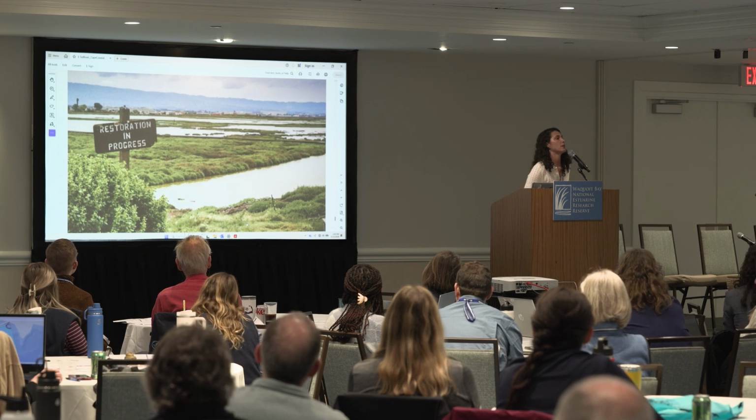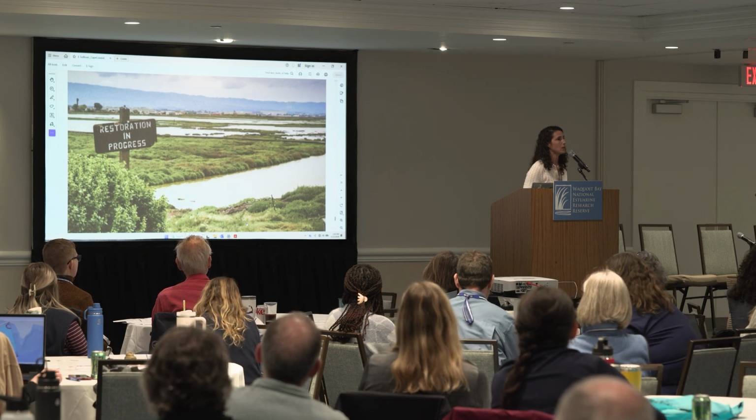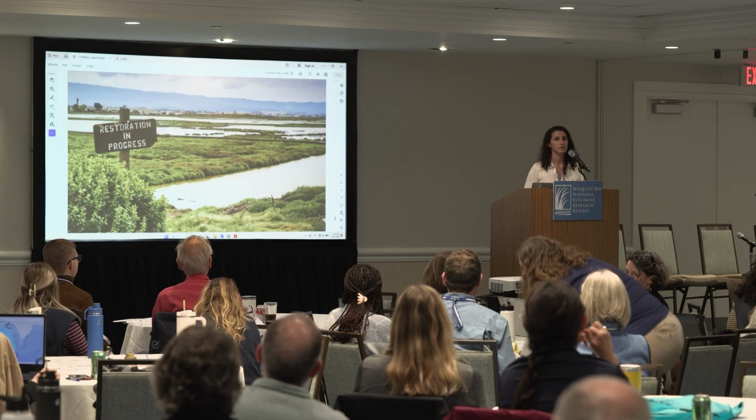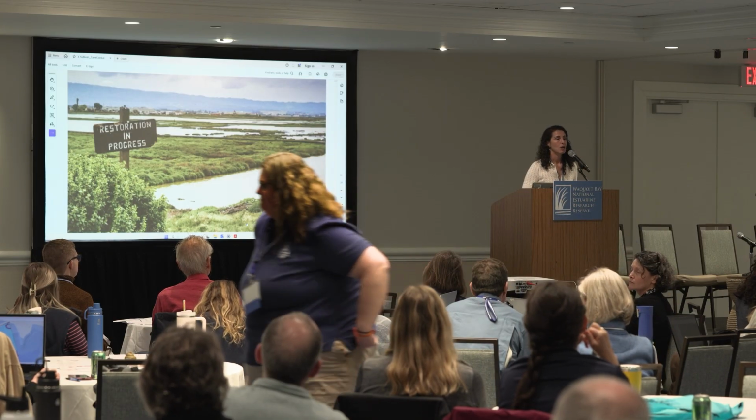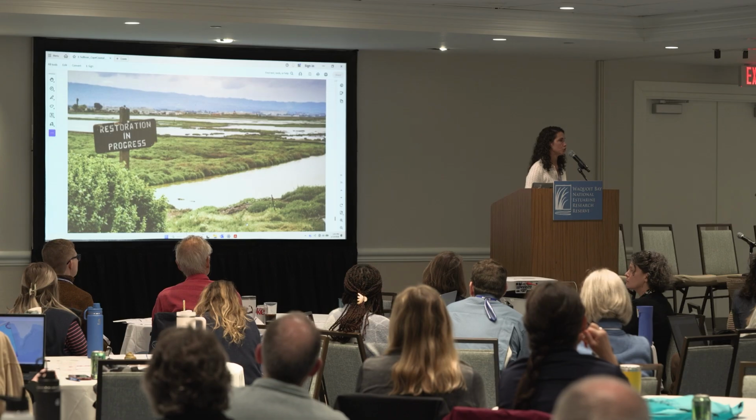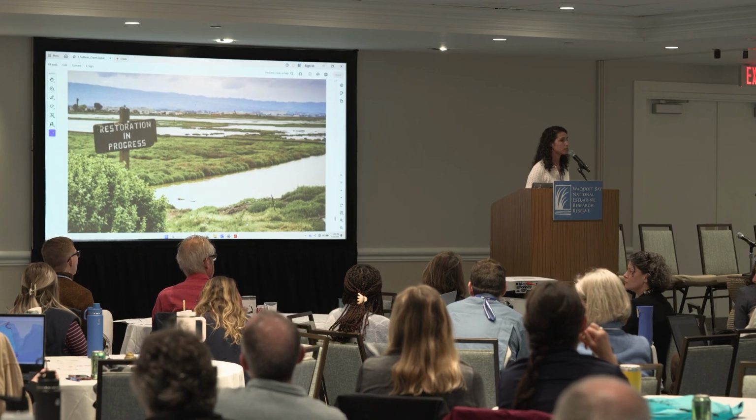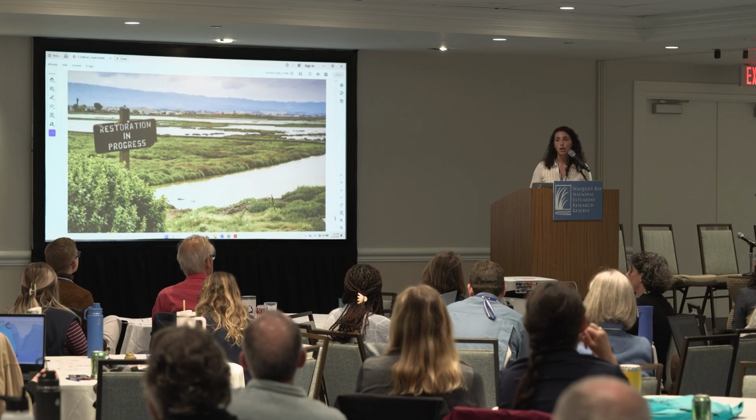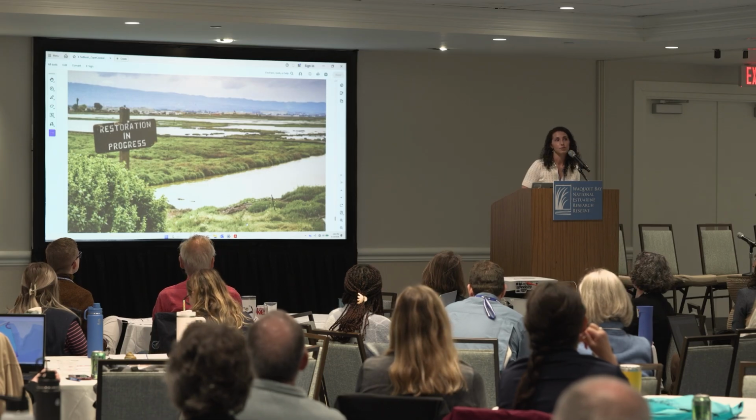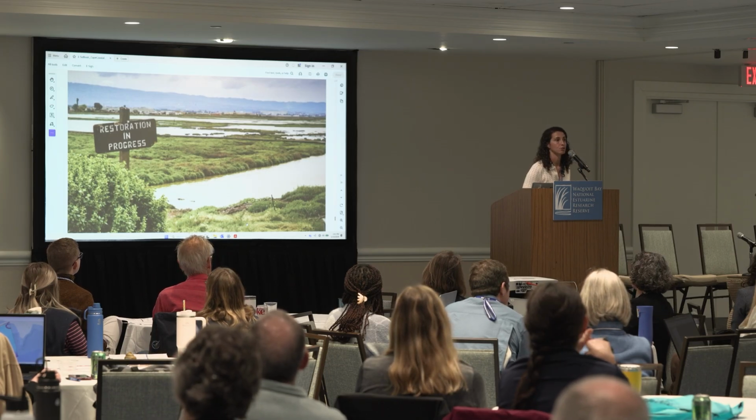So I'll just end there by saying we now have a really solid understanding of how these legacy agricultural features are impacting marsh hydrology. And by incorporating that knowledge into your restoration projects, we can create very efficient and effective restoration projects that'll help build resiliency for these marshes to adapt to future climate change.